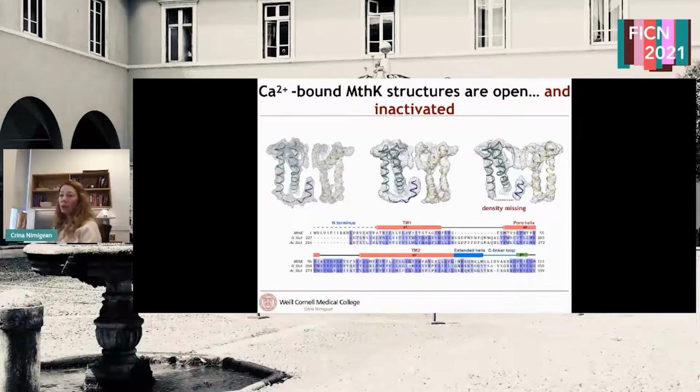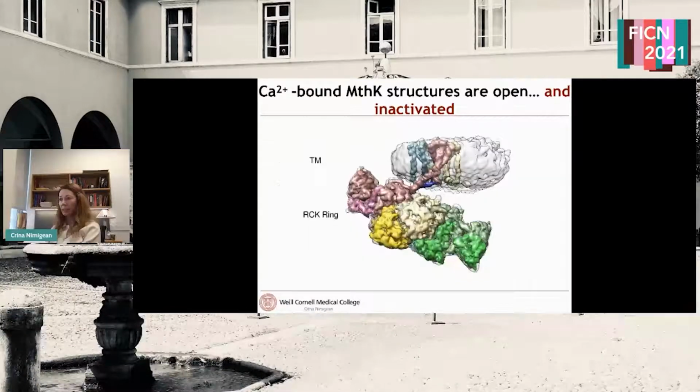And if you actually look at the alignment between MthK and BK channels, you can see that the N-terminus of MthK is larger than that of the BK channels. And the BK channels, we know that they do not inactivate without accessory beta subunits. So they need beta subunits to inactivate. So this N-terminus we thought was responsible for this inactivation.